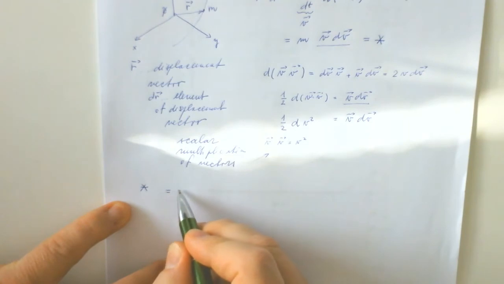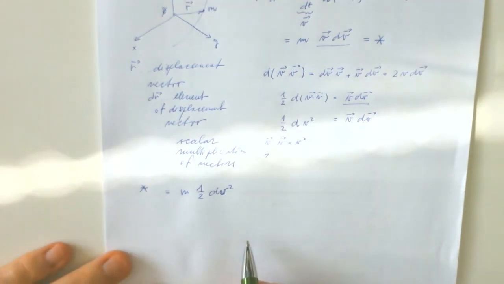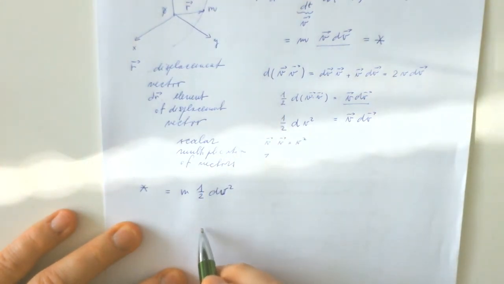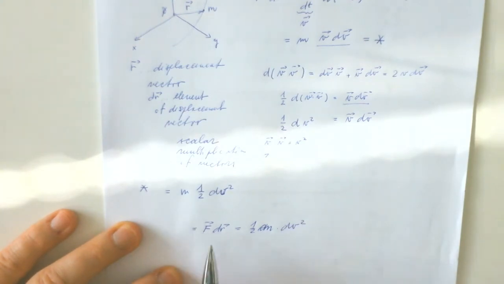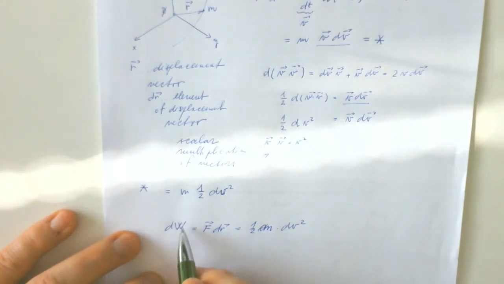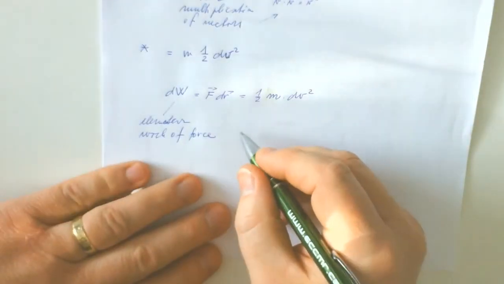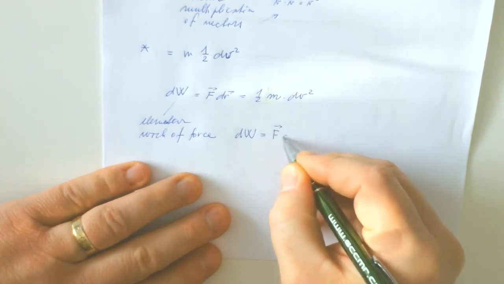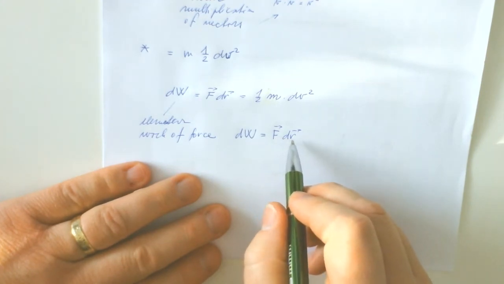So we can write that it is in fact m by 1/2 of dv square. So we can come to the beginning and we can say that F dr is equal to a half of m dv square, and we can call this elementary work of force. So dW is elementary work of force. Yes, it's very important. So dW is elementary work of force and is equal to scalar multiplication of force and elementary displacement vector.